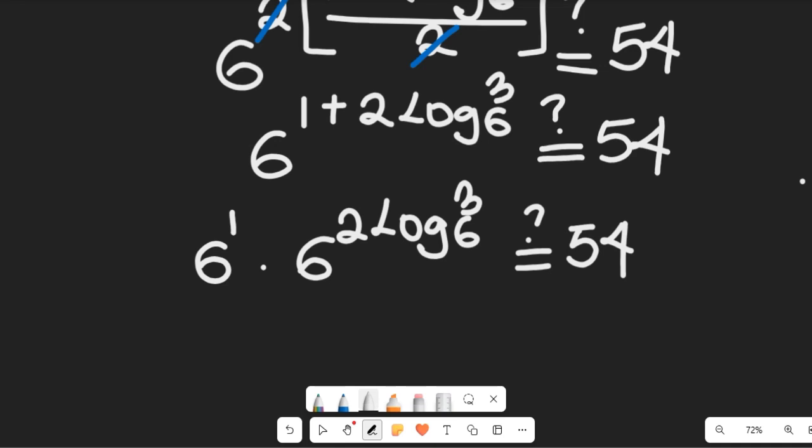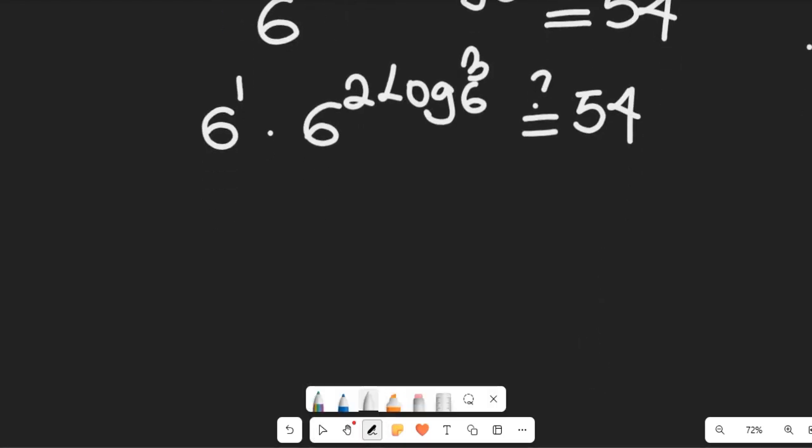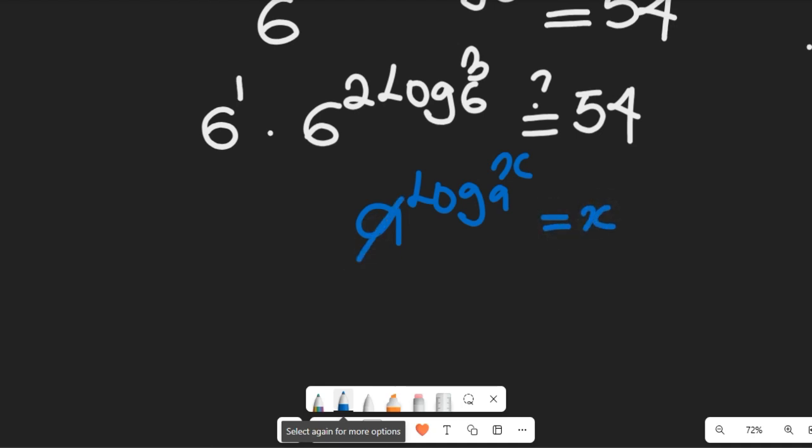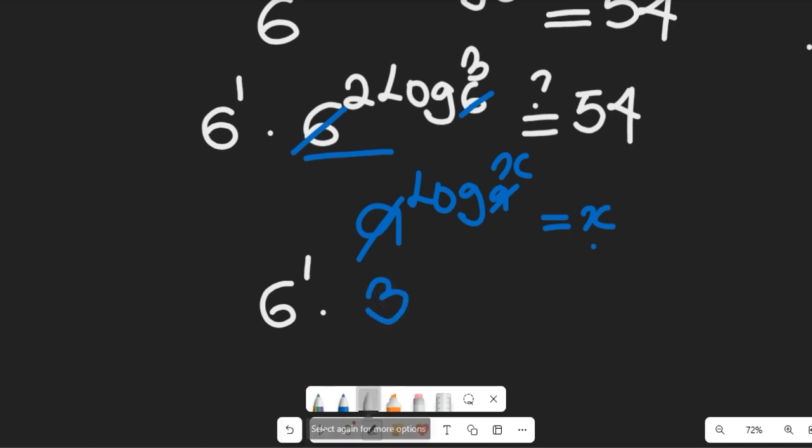Now recall one law of logarithm, that if I have a to the power of log of x base a, this can simply be equal to x. Why? Because base a can cancel out base a, then my solution will be x. So if I apply that here, I'm going to have this become 6 to the power of 1 multiplying here 6 will have to cancel out 6, and then I'll have 3 to the power of 2, and can this be equal to 54?